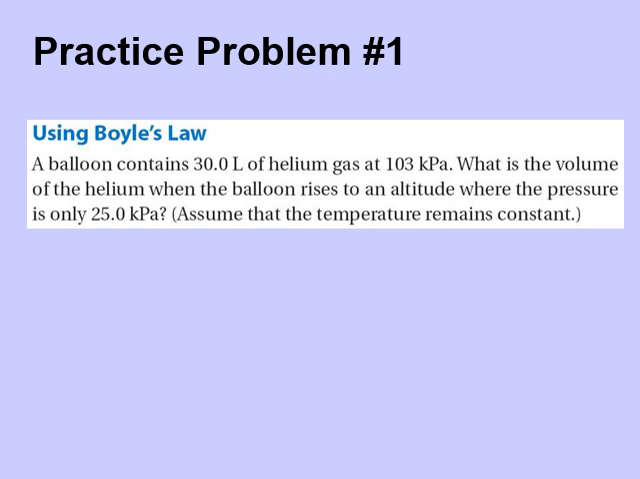So let's do this practice problem. Using Boyle's law, which remember is P1 V1 equals P2 V2, a balloon consists of 30 liters of helium gas at 103 kilopascals. What is the volume of the helium when the balloon rises to an altitude where the pressure is only 25 kilopascals? Nowhere in this question do we mention temperature, which is a good indicator that temperature is going to remain constant. Usually if they leave it out, it is something that isn't changing and it's going to stay constant.